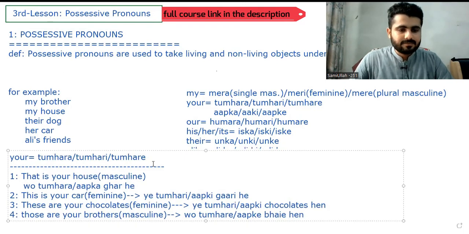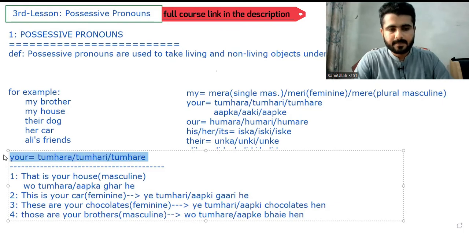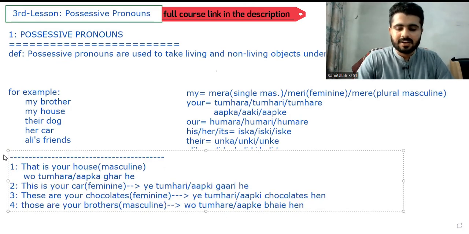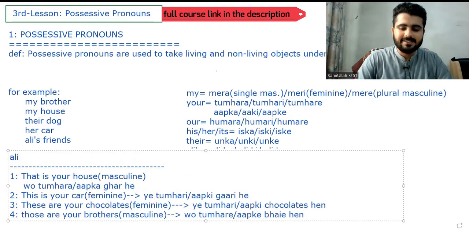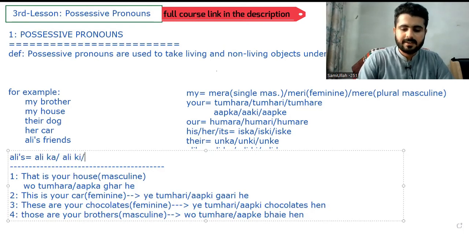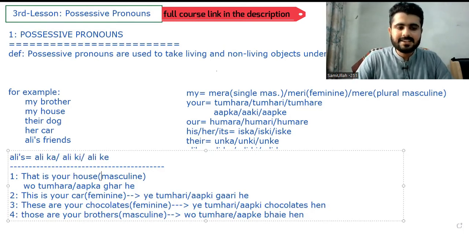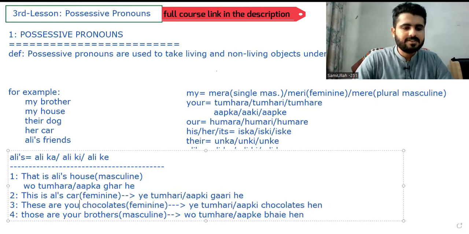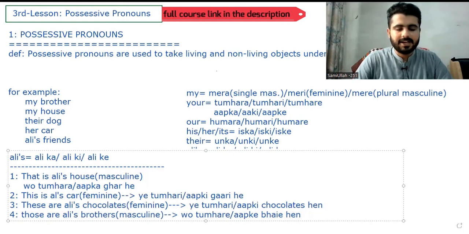Let me do it now. Okay. I'm not going to cover each and every possessive pronoun using this sentence. I'm not applying it because the rules are the same. So I'm doing it last for a specific name. Here I'm saying Ali's. So Ali ka, Ali ki, and Ali ke. That is Ali's house. And this is Ali's car. These are Ali's chocolates. Those are Ali's brothers.